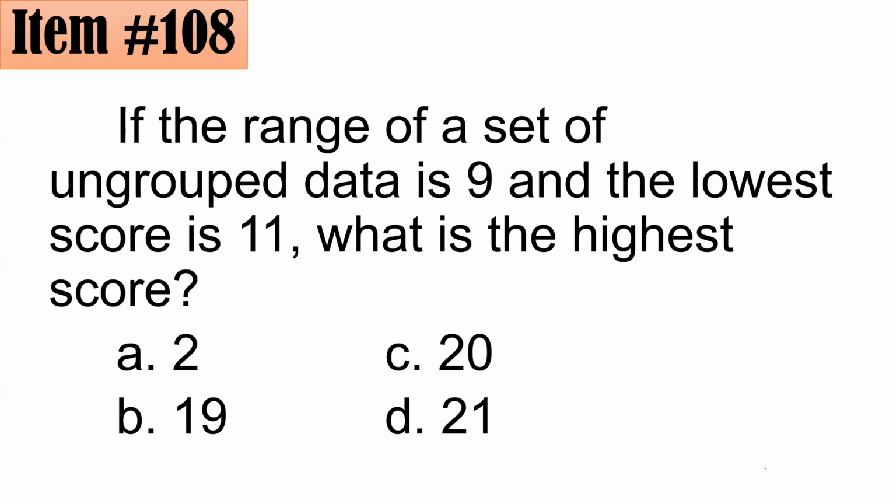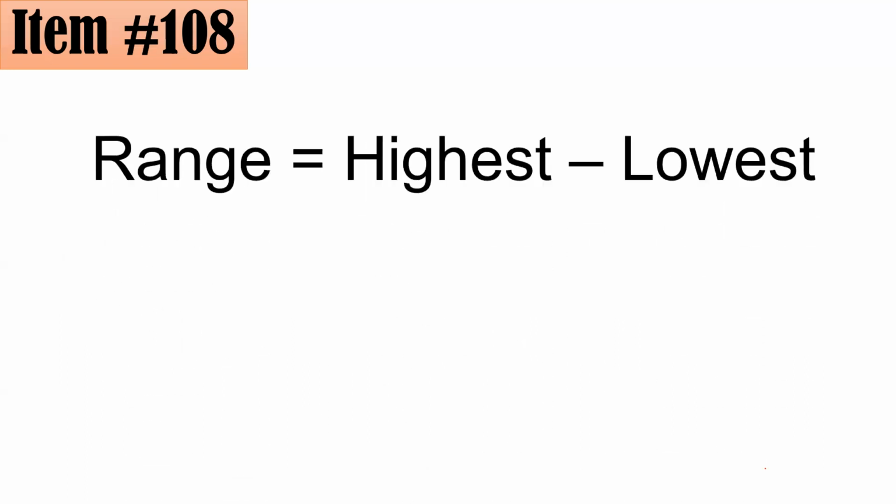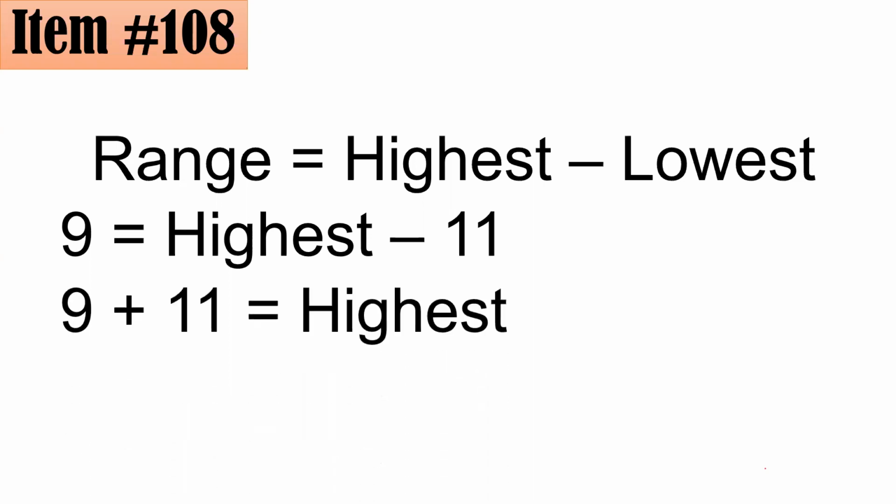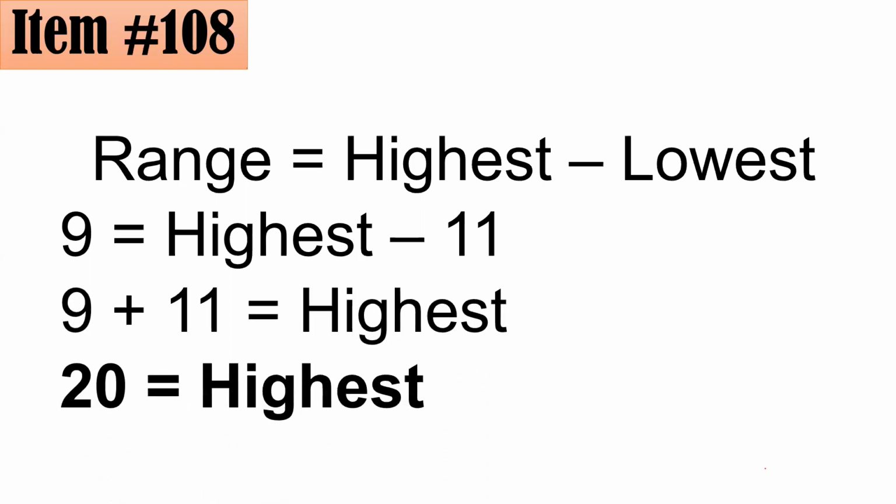Thank you po, Ma'am Vasquez, Sir Jason, Ma'am Nurse. And by substituting it to this formula, we know that the range is 9. The lowest score is 11. So 9 is equal to the highest score minus 11. Adding both sides by 11, we found out that the highest score in this data set is 20. Letter C. Good job.